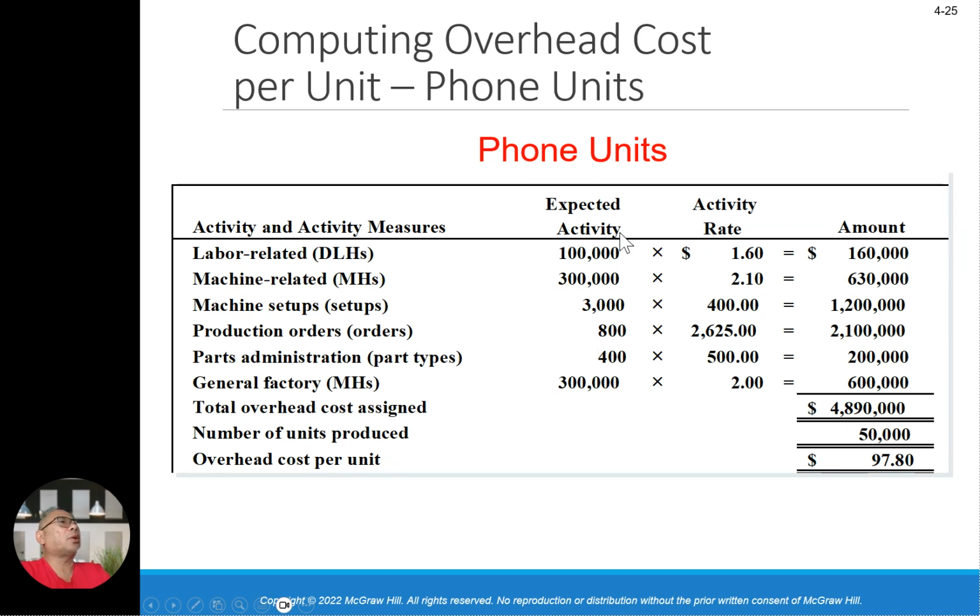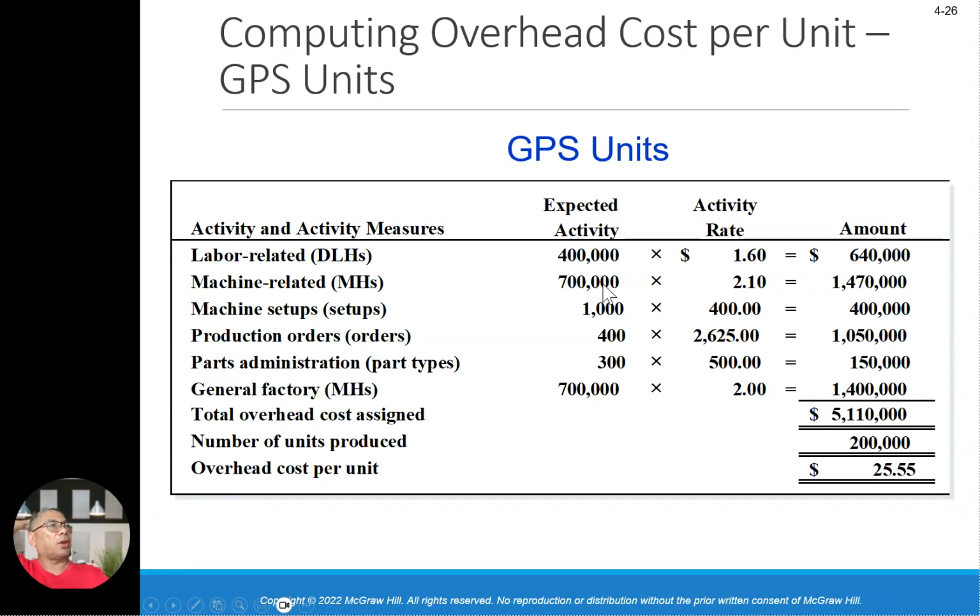So once you do that, you're going to calculate each expected activity. You plug in all these numbers from the previous slide and you calculate all this. You get this number, total overhead cost assigned. Number of units produced, 50,000. Total overhead cost per unit like this. So this is going to give you step-by-step expected for the phone. Okay, so you just plug in the numbers from the previous slide in terms of the activities for the phone units. For the GPS unit, it's the same story. You've got this number of activities. Just plug in the activity rate. You've got that produce 200,000. You get this number. So guys, that's the idea.